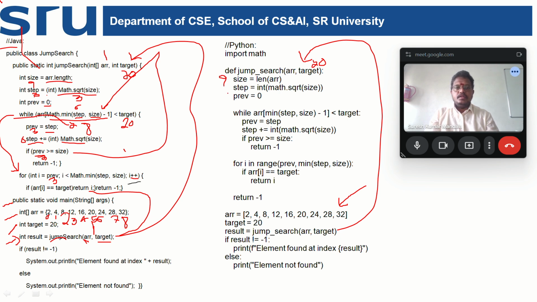We have 9. The step will store the square root of the size. The step will be 3. The previous will be stored with 0. The while loop works the same way as how the Java language executes. Like this only, this Python will be executed and it will return the targeted value.